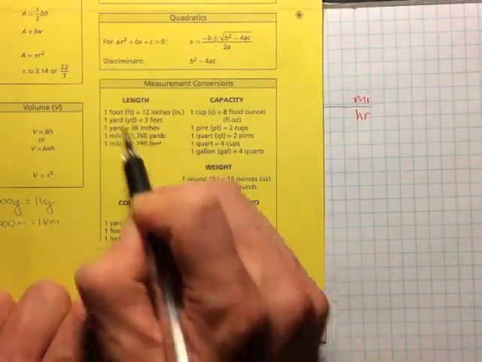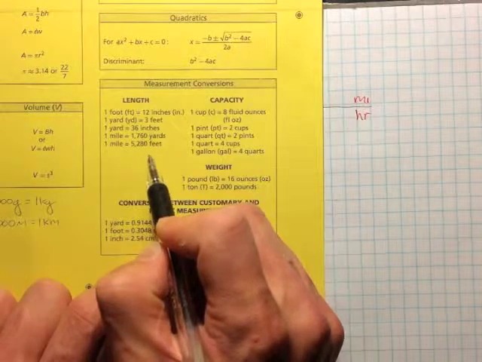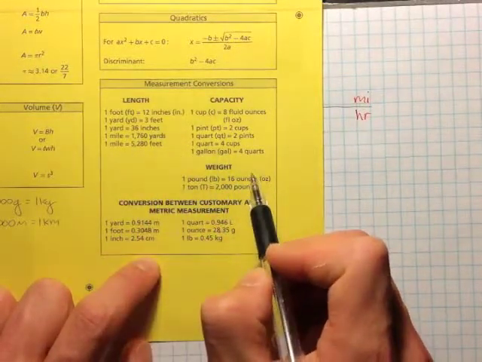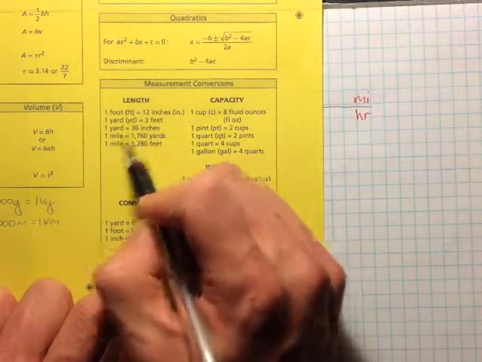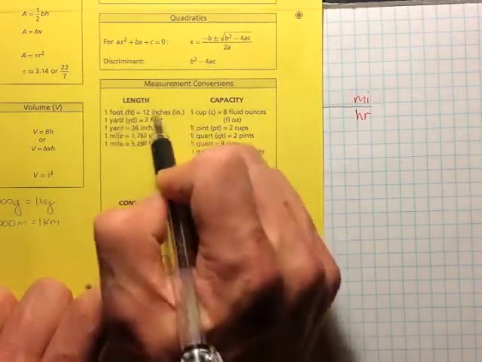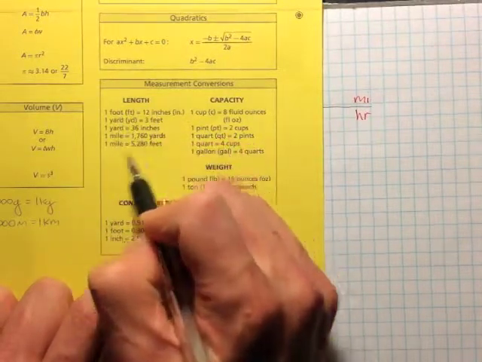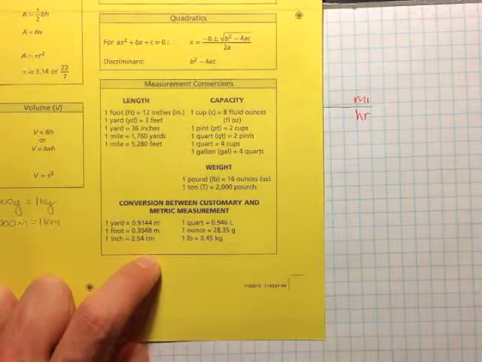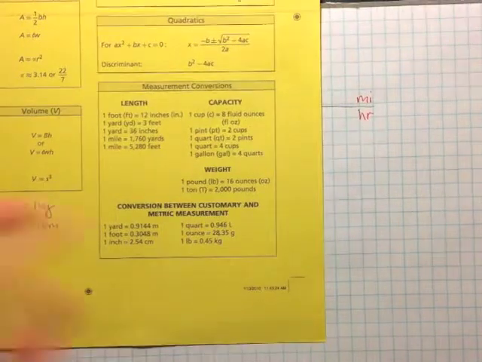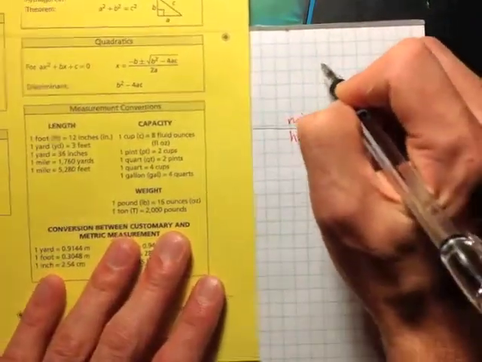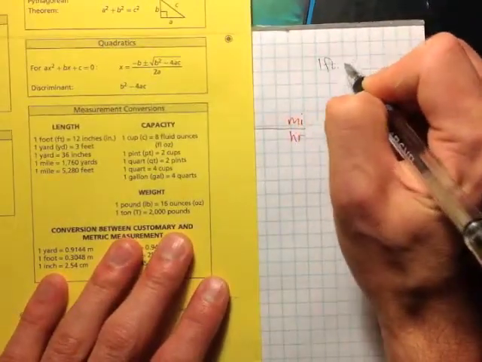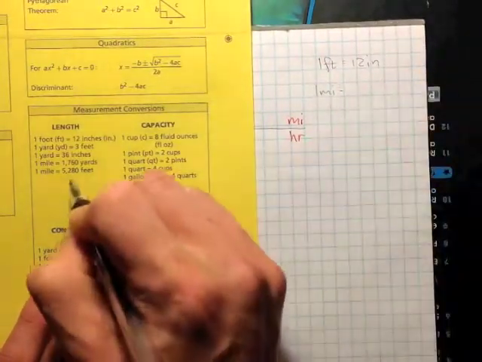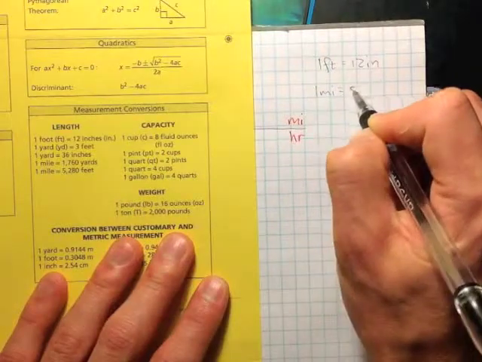I see inches here, I see miles here, but I don't see a way to connect inches directly to miles. But I do see a way to connect inches to feet, and then feet to miles. So it looks like I'm going to need two conversions to convert inches into miles. So let's write down what those conversions are. We know that 1 foot is equal to 12 inches, and then 1 mile is equal to 5,280 feet.